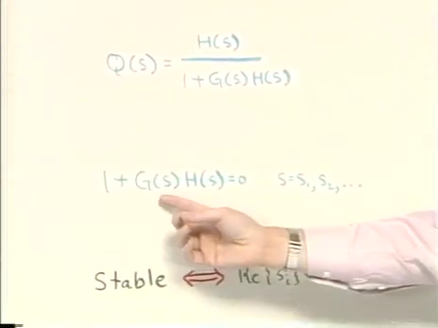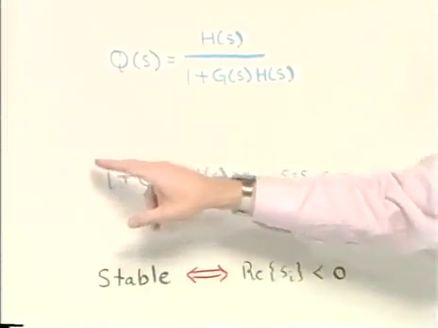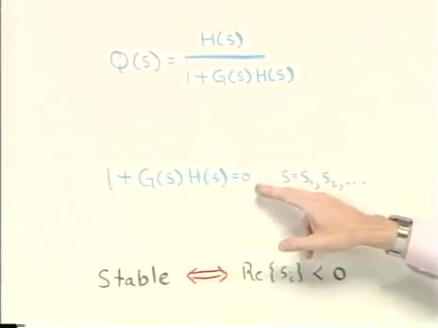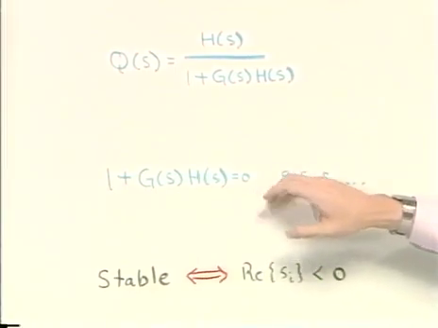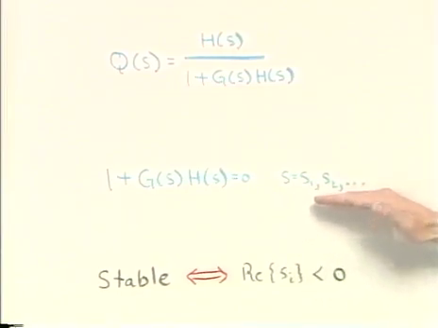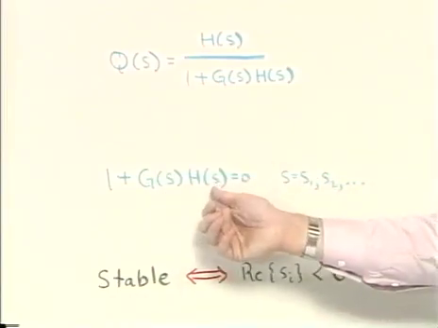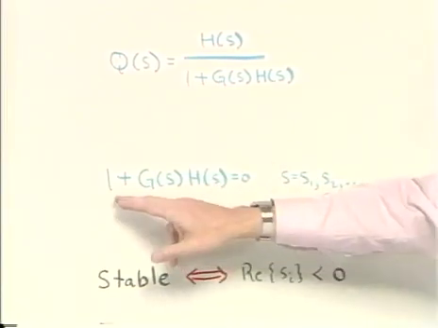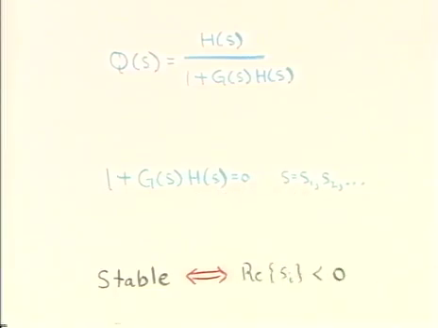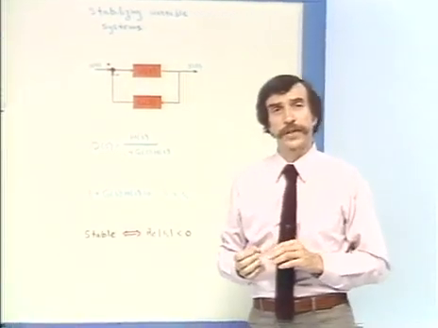As long as we choose g of s so that the zeros of this term are in the left half of the s-plane, then what we'll end up with is stability. So stability is dependent not just on h of s for the closed loop system, but on 1 plus g of s times h of s. And this kind of notion is used in lots of situations.